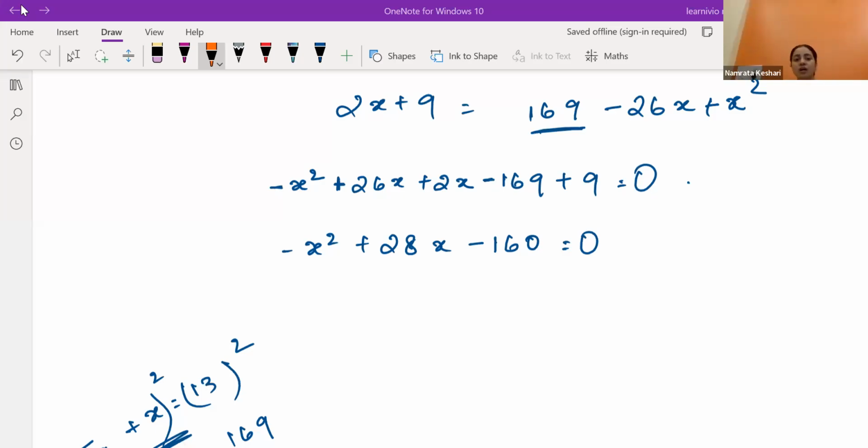Yes, Zoha, are you done with solving this one? Yeah, just one second. I just have to remove the factors. What have you got?